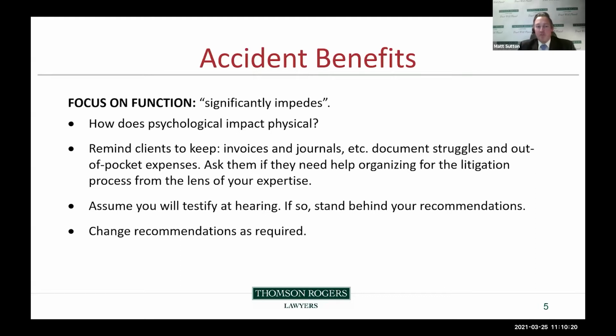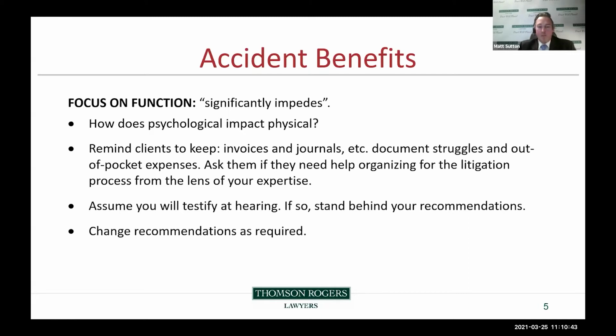Something we've found helpful is when healthcare providers remind the clients to keep their invoices and journals, and document their struggles. You may ask them in an assessment and they won't remember to tell you, or it just won't be a problem for them that week. But if they have a journal that they keep going, then they can write down certain issues that they're having that can be quite helpful later on.